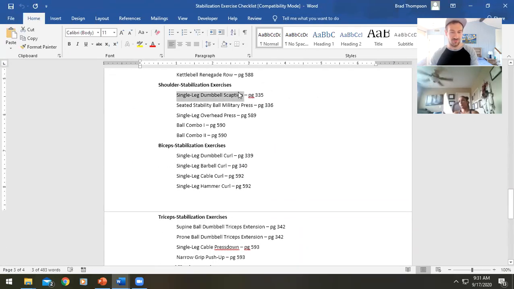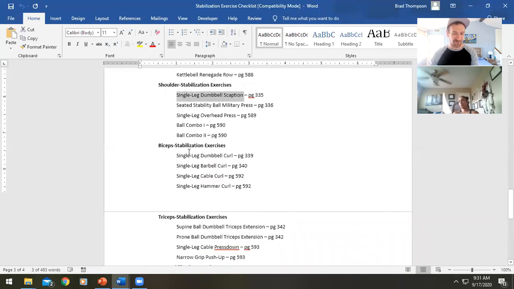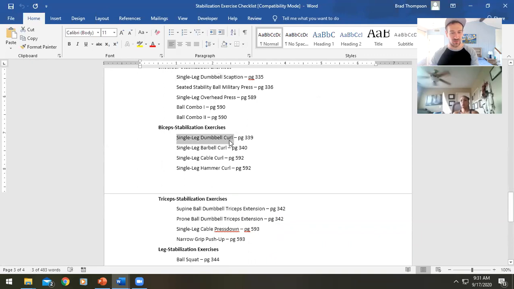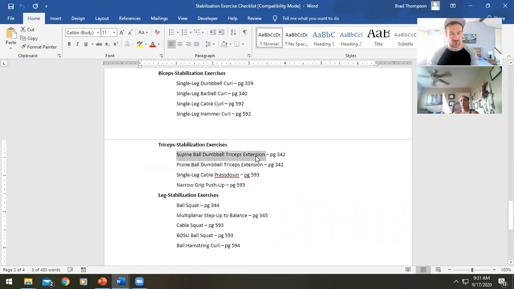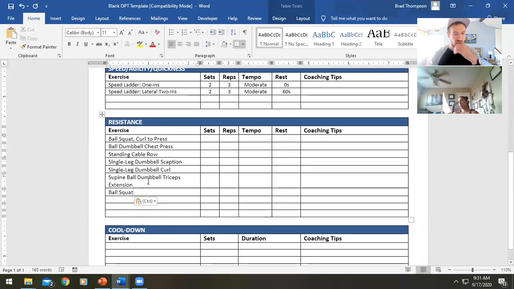This isn't a bad routine. I don't hate this. Biceps, triceps, and ball squat. Right? So there's my whole thing there.